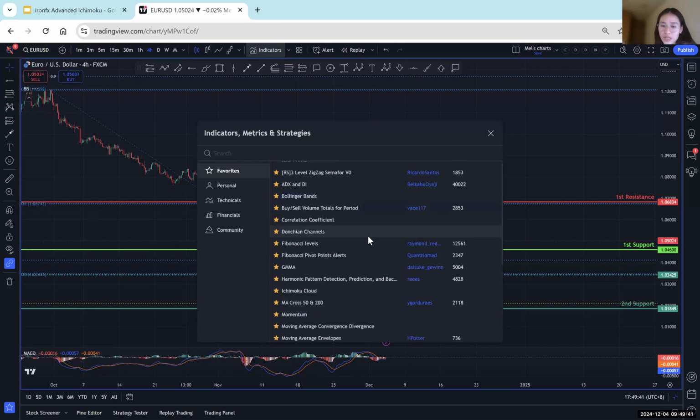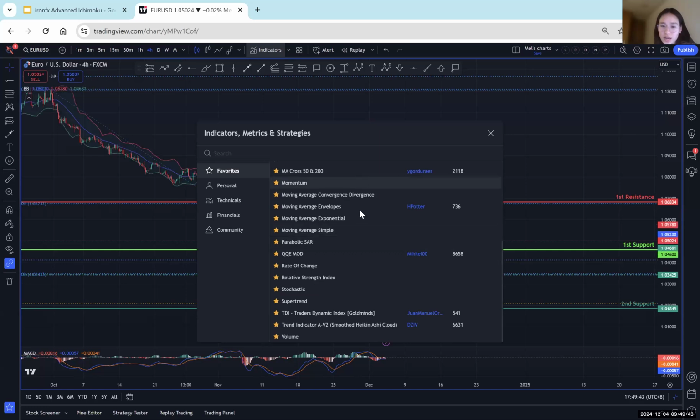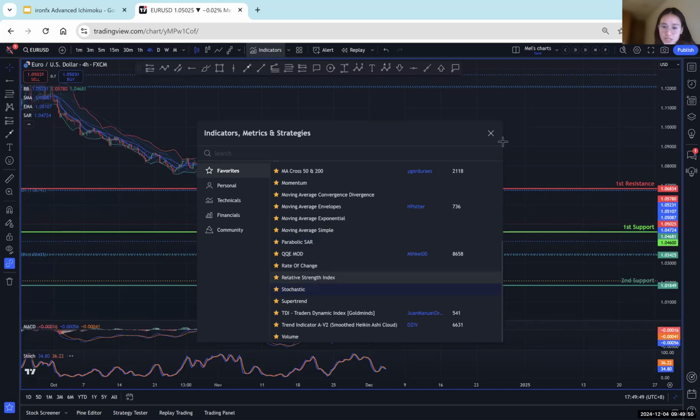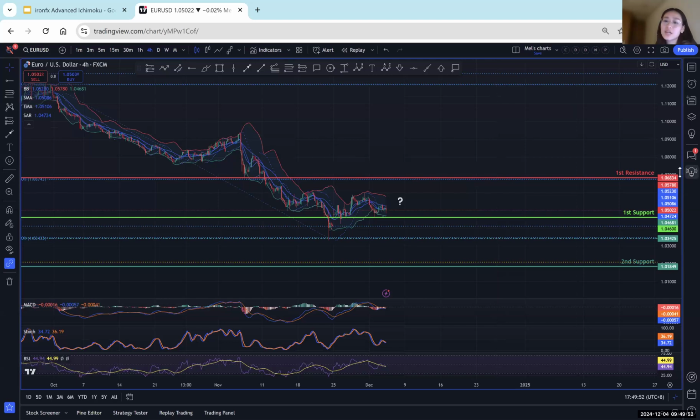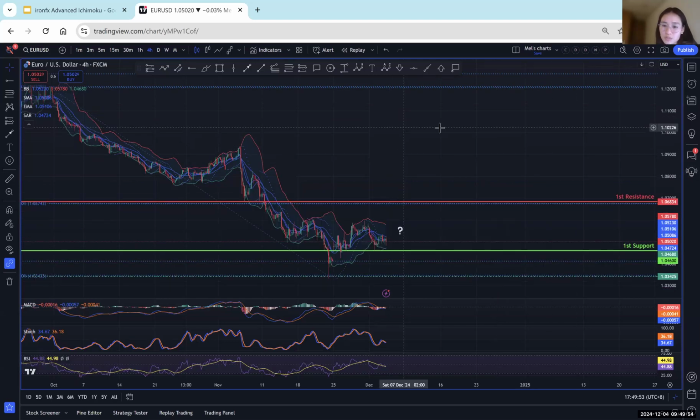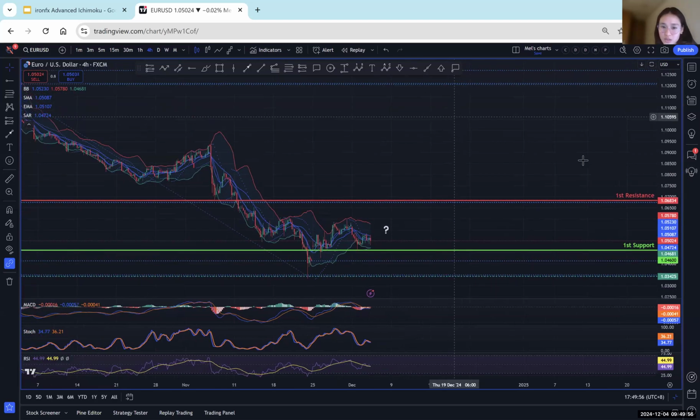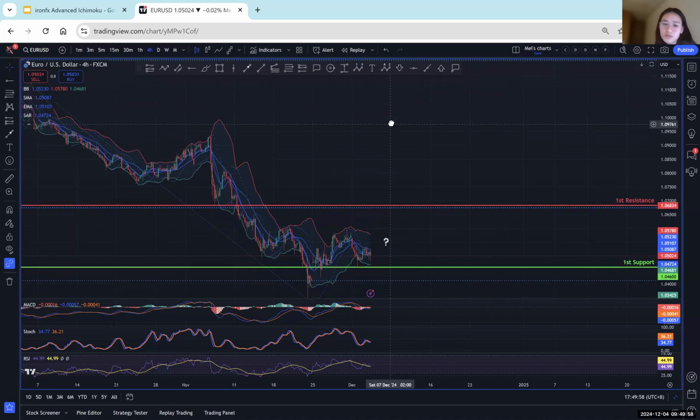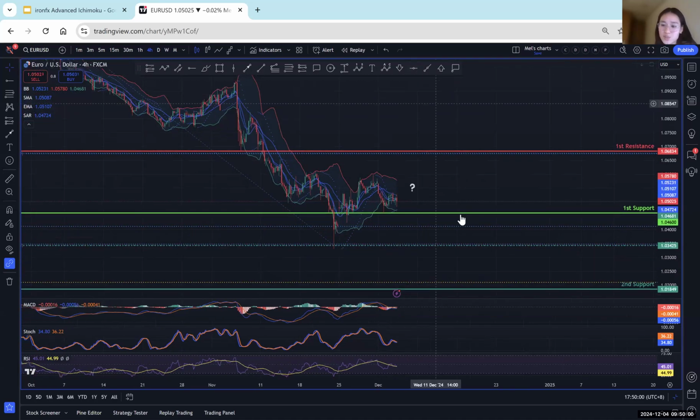But we can also look at other indicators. Let's look at Bollinger Bands, moving averages, parabolic SAR, stochastic, and RSI. These are the indicators that I normally like to use. But if you guys want me to use any other indicators that you normally use, feel free to let me know in the chat as well.